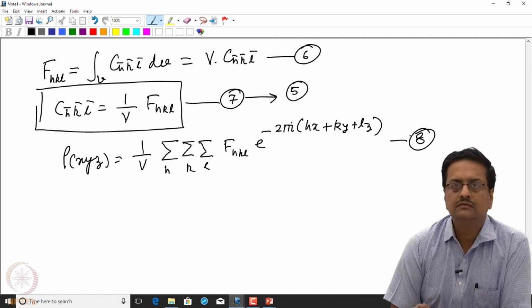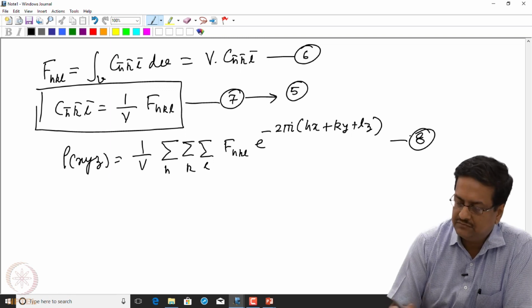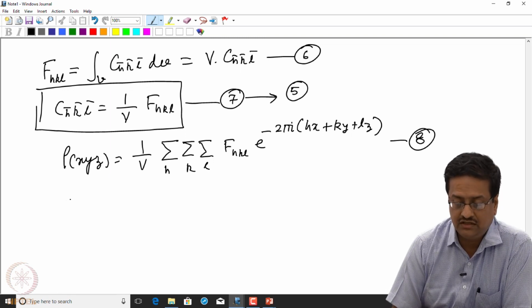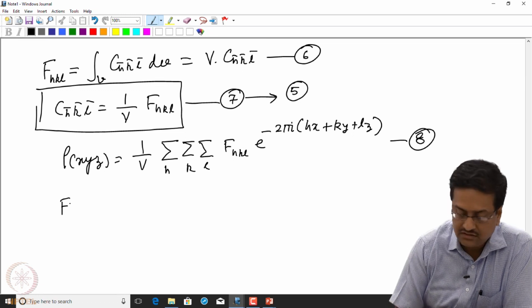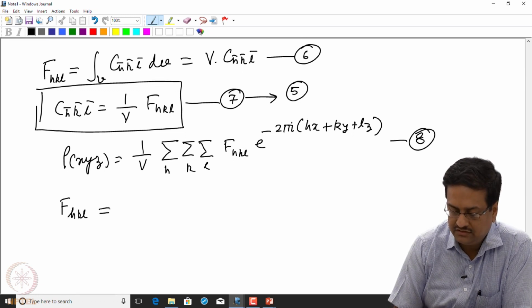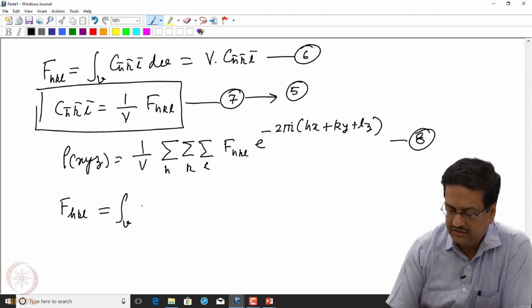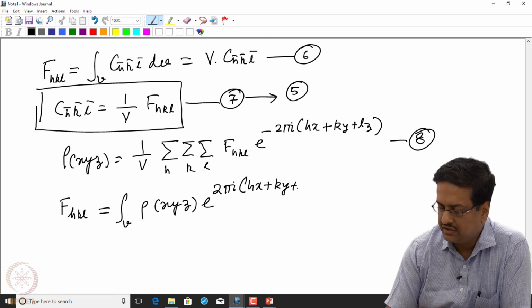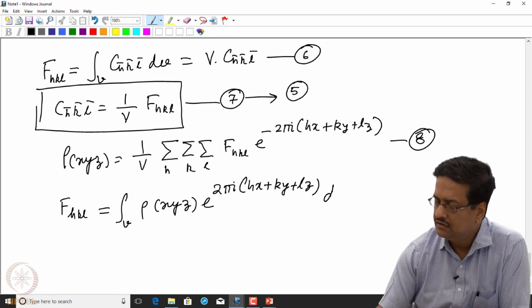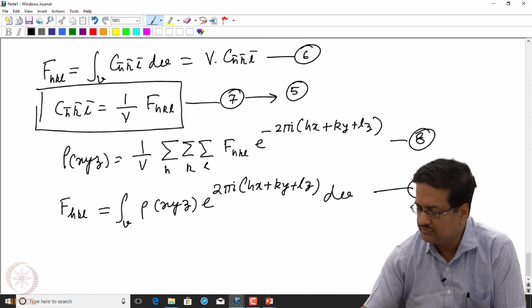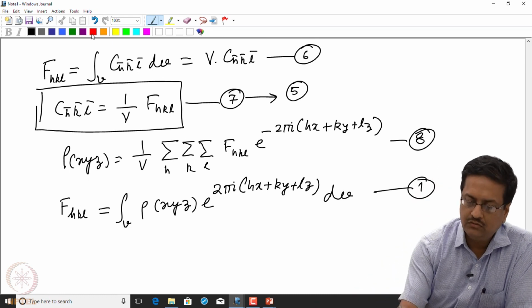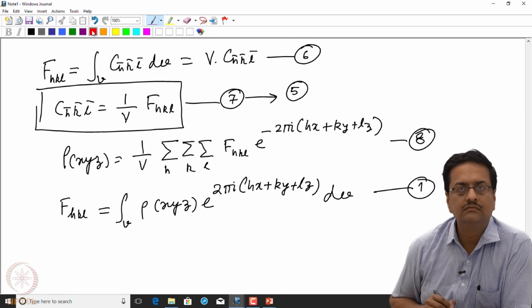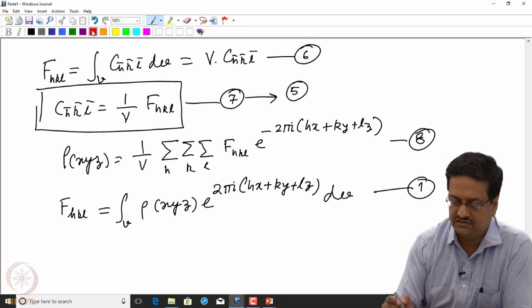So now if you try to compare this equation number 8 with the equation number 1 that we wrote, I am again rewriting that F(HKL) is equal to sum over V rho(xyz) e to the power 2 pi i (Hx plus Ky plus Lz) dV. So this was my equation number 1. What do we see here in these two very important expressions?